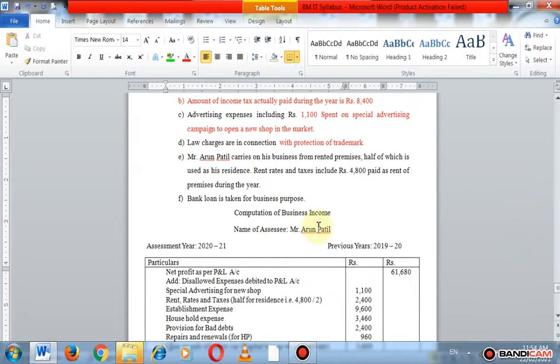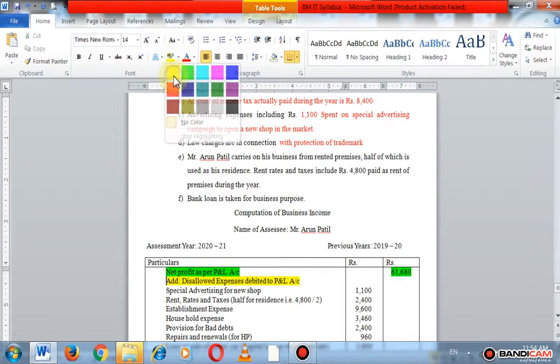मग त्यामध्ये नेट प्रॉफिट आपल्याला दिलेला आहे. बघा, नेट प्रॉफिट किती आहे, तर 61,680 रुपये, जो की प्रॉफिट अँड लॉसमध्ये दिलेला आहे. त्यामध्ये आपण ॲड काय करतो, तर डिसअलावेबल इन्कम. ओके, डिसअलावेबल इन्कम म्हणजे काय, जे खर्च बिझनेसचे नाहीत परंतु प्रॉफिट अँड लॉस अकाउंटच्या डेबिटला लिहिलेले आहेत, असे सर्व खर्च डिसअलाउडमध्ये येतात. मग ते आपण फाइंड आउट केले.